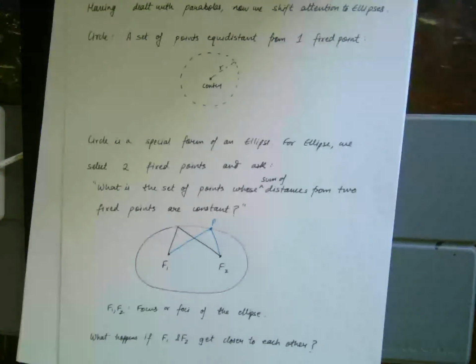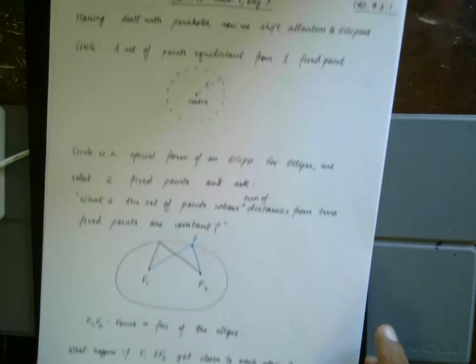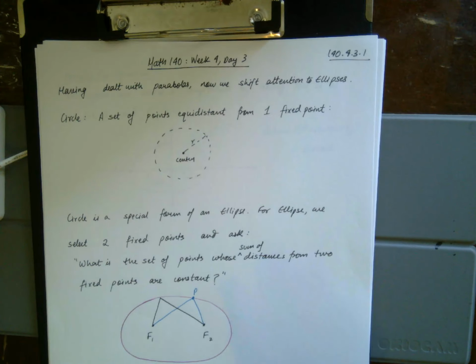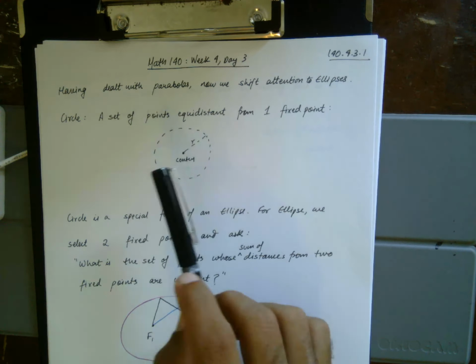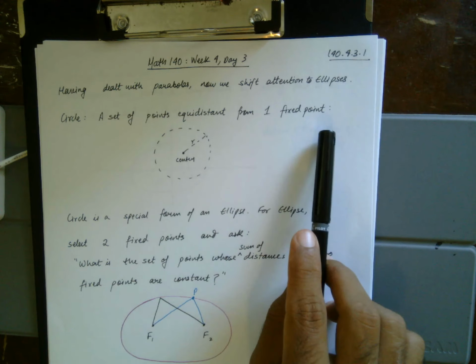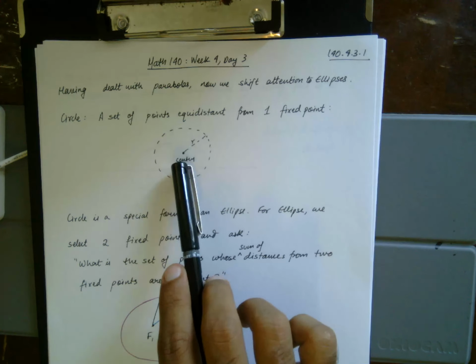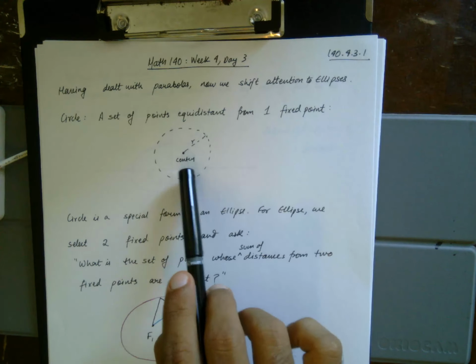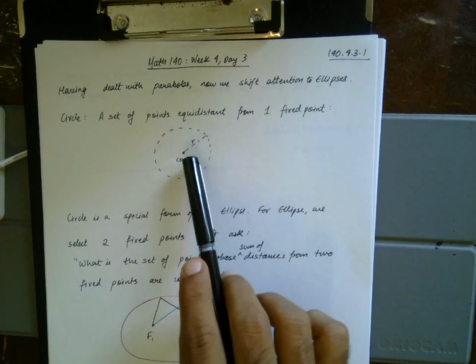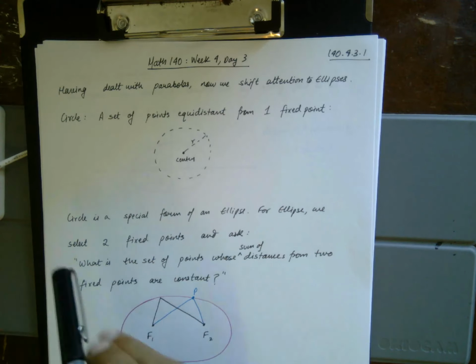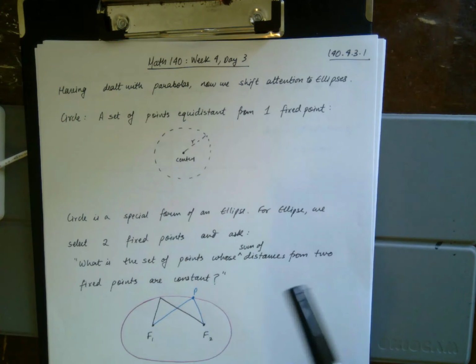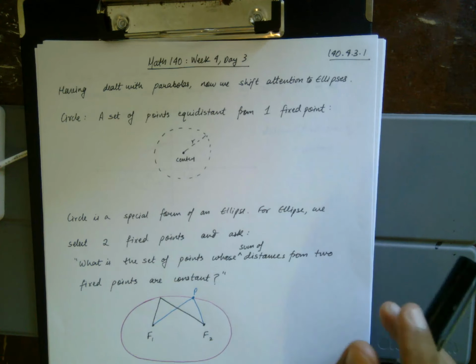Hi everyone, today we're on to the next shape, which is an ellipse. So the story begins with a circle, which we've already seen. It's a set of points equidistant from one fixed point. The fixed point is called the center, and the equidistance, or the distance, is called r. And we also saw, in terms of equation, that a circle is a special form of an ellipse.